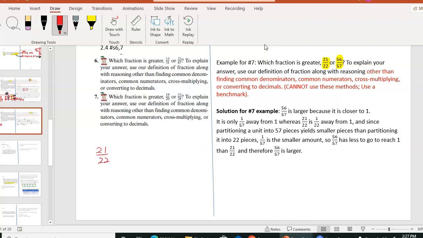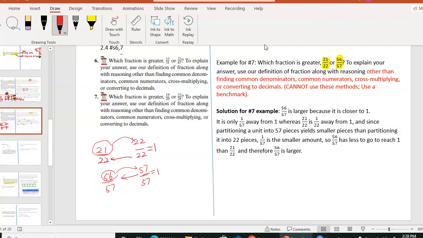Because if you look at the number 1, it means you divide a whole into 22 equal parts. The reason I picked 22 is I want to get the same denominator. And if you take all 22 parts, that would be 1. Similarly, 56/57 is also very close to 1, because if we use the denominator 57, we divide one whole into 57 equal parts, and we take all 57 of them. So that's 1. And notice the numerator 21 is very close to 22, and 56 is very close to 57.